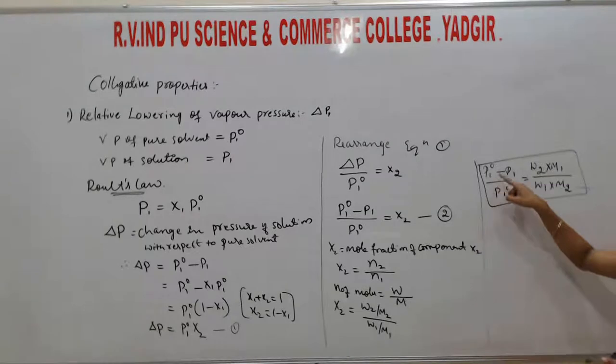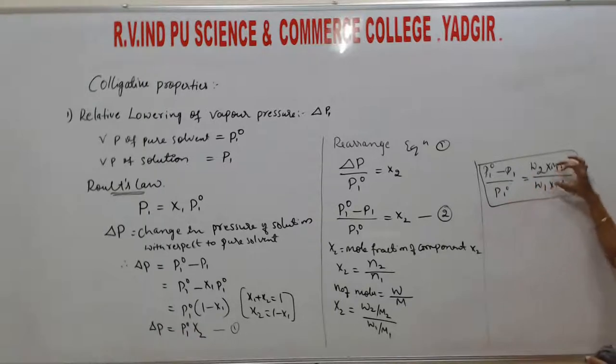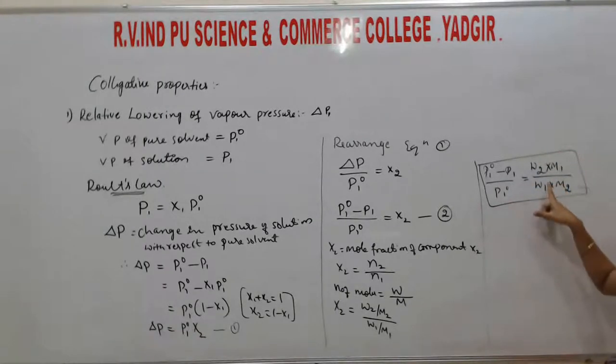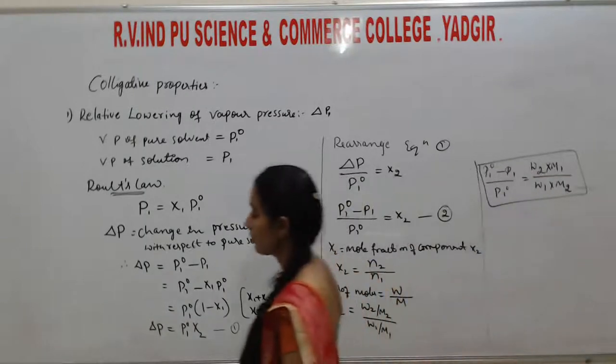Relative lowering means the lowering of vapor pressure with respect to the pure solvent is equal to the number of moles of solute. Here we are taking W2 M1 by W1 M2. This gives the number of moles or quantity of solute present in the solution. So this gives the equation for the relative lowering of vapor pressure.